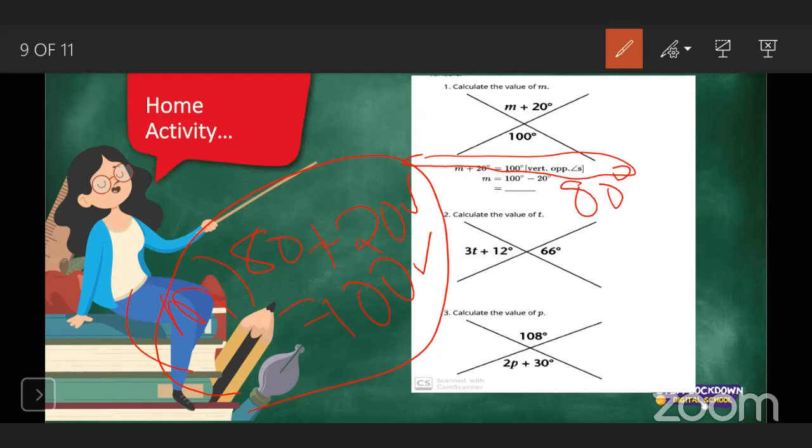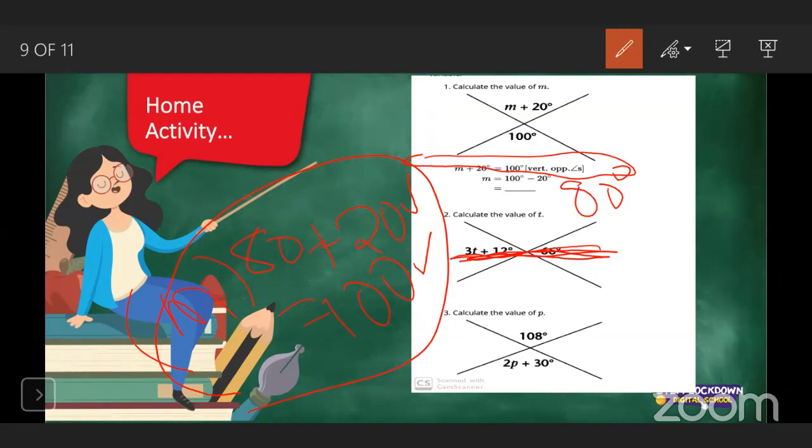So number 2, they say calculate the value for t. Now we are calculating the value for t. So when we say 3t plus 12 degrees, it must be 66 degrees. Why? Because they are vertically opposite. They must be the same. They are congruent. They are equal.